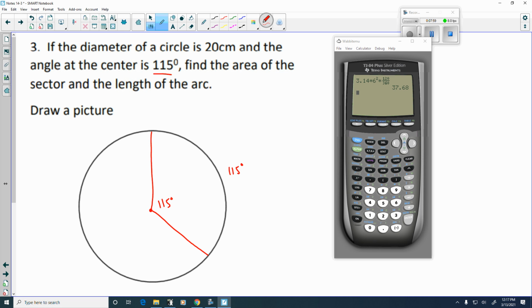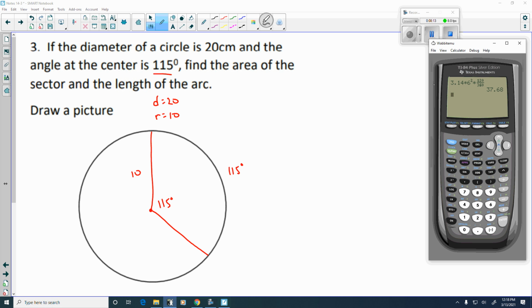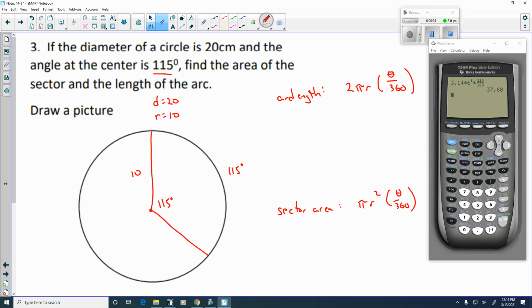So this is 115 degrees, which of course means my arc has a measure of 115 degrees. It told me that my diameter was 20, which means that my radius is 10. This is 10 centimeters. And so to find the arc length, I'm going to use 2 pi r, the circumference, times theta over 360. To do the sector area, it's going to be pi r squared times theta over 360.